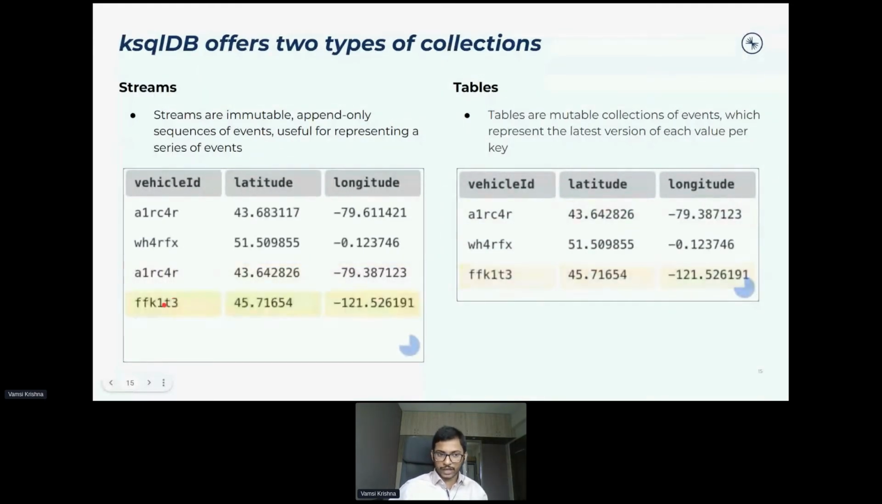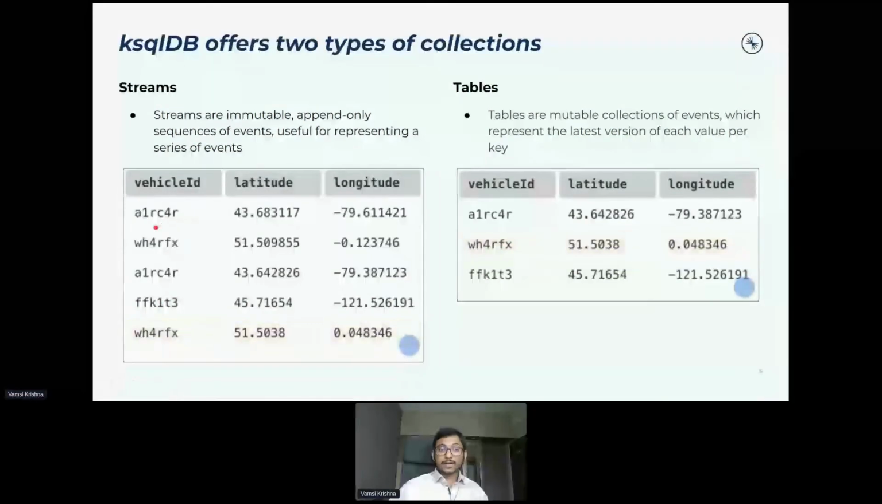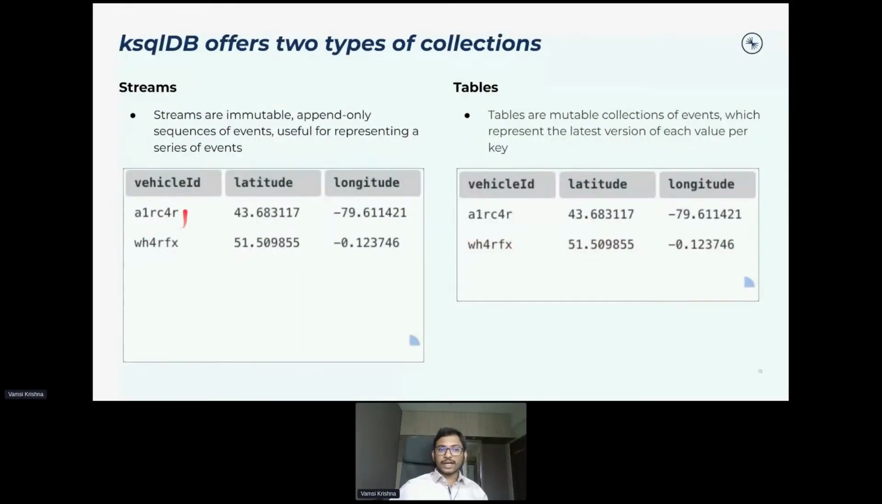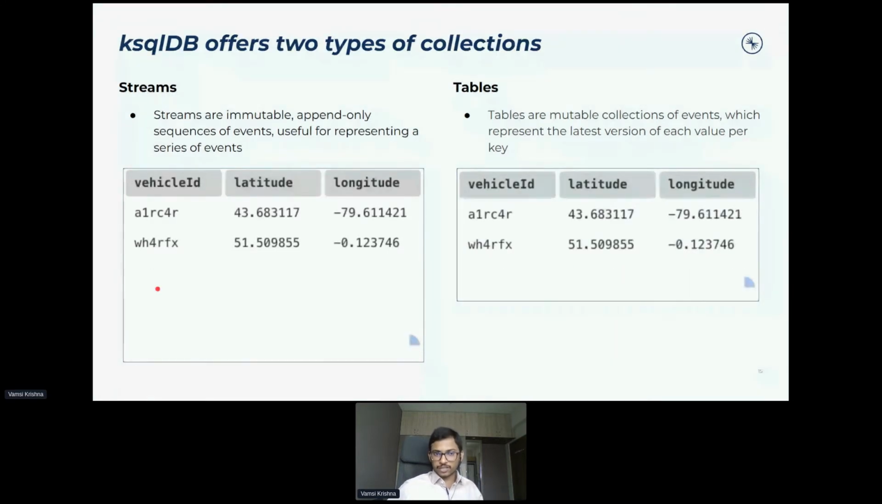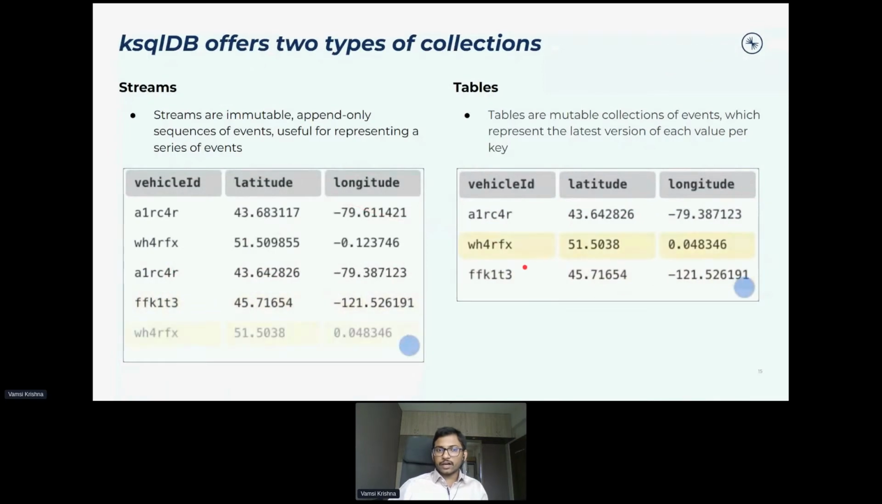So if you see the example here, the GIF here, there is a vehicle ID whose latitude and longitude is being tracked. And when another latitude or longitude comes in, it's not going to replace an existing value. It's just going to append new values as part of the stream. So it becomes immutable. On the other hand, a table, unlike streams, is going to be a mutable set of collections.